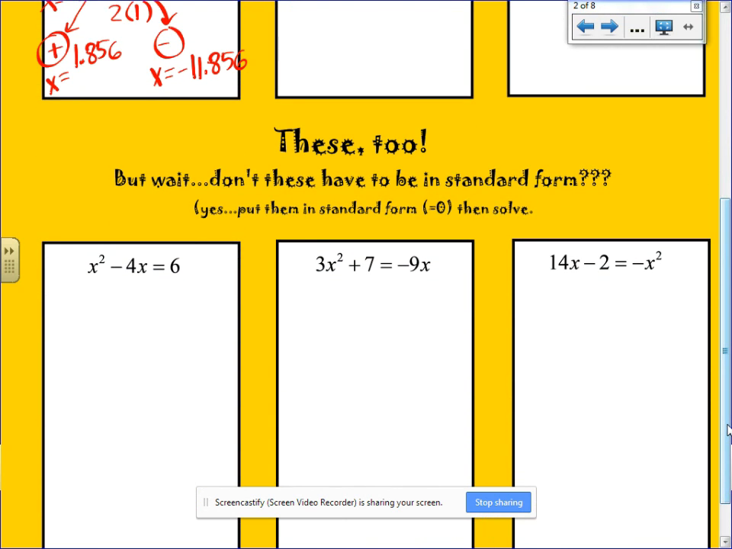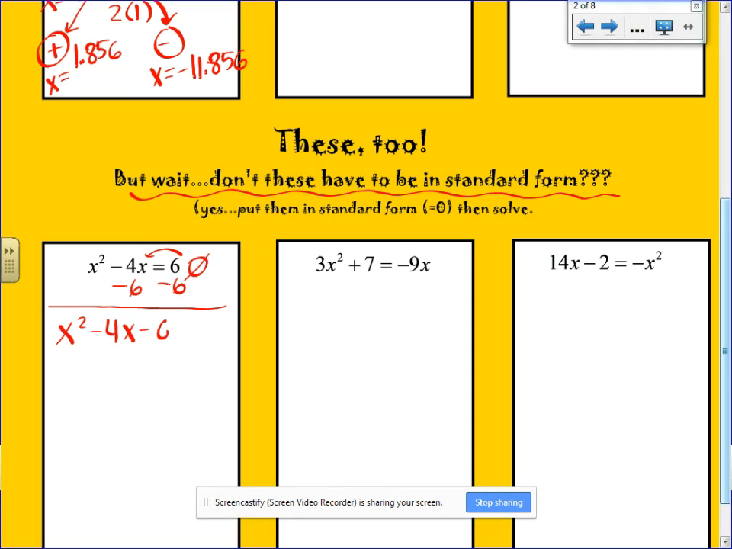The last ones I want to show you, because I want you to do the 2 on your own, I just want to remind you that these have to be in standard form like always. So, of course, to be in standard form, this side has to be a 0. So that 6 has to move. So I'm going to subtract 6 from both sides. And I have x squared minus 4x minus 6 equals 0. And now I can go on and find my discriminant and then plug in. Same thing with these others. This negative 9x can go over, and this negative x squared can go over.